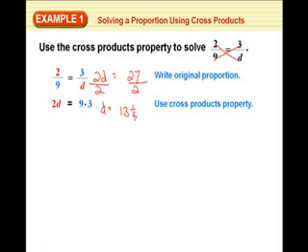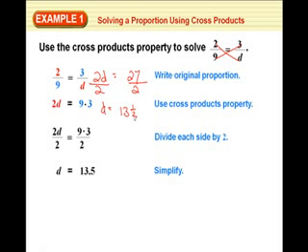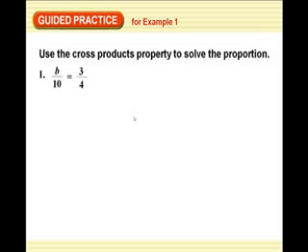See how they solve it? And they do the same thing. So use the cross products property to solve the proportions. So I'm going to take 4 times b, and this should not be new to you. 10 times 3 is 30. Divide by 4 to get the b by itself. Goes in there 7 and 2 left over, 2/4, or 7 1/2, or 7.5.